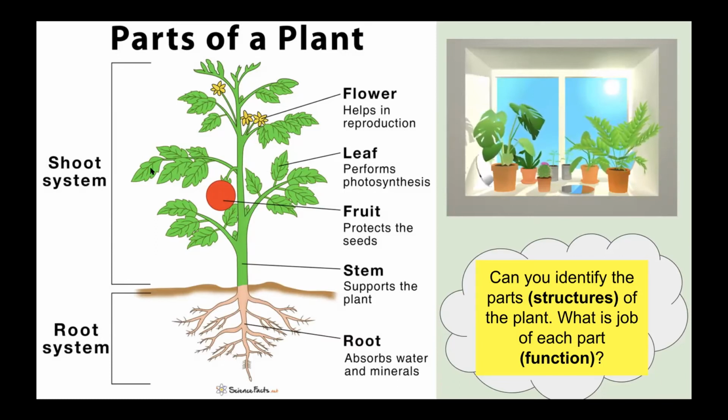And then we have all of these leaves. The leaves have an important job too. Their job is to take in the sunlight, the water, and the air, and they combine all those to make food for the plant. And we call that process photosynthesis. And I know that's a big word, but all that word means is the process by which plants make their own food, and they need sunlight for that.